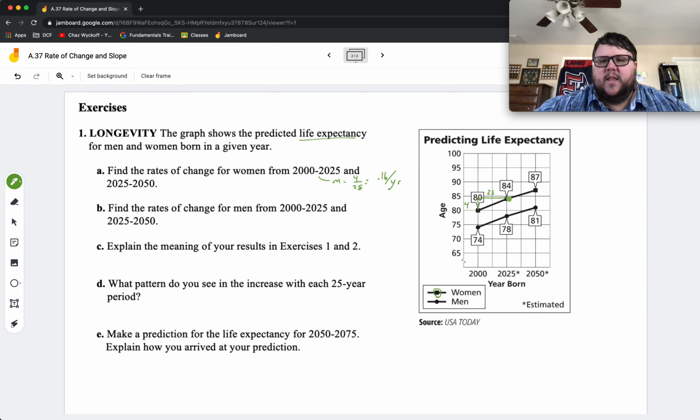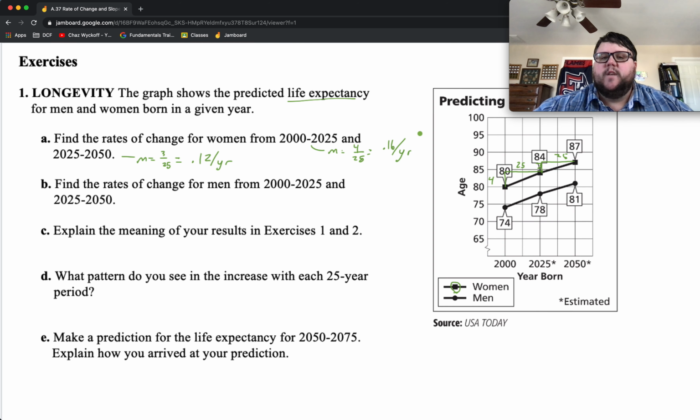So now let's look at the second one, all right, from 2025 to 2050. So we went up 3 this time over 25. So m equals 3 over 25, which is 0.12 per year. So life expectancy grew by 0.12 per year. By 0.12 each year it grew.